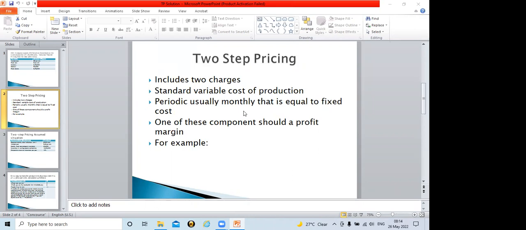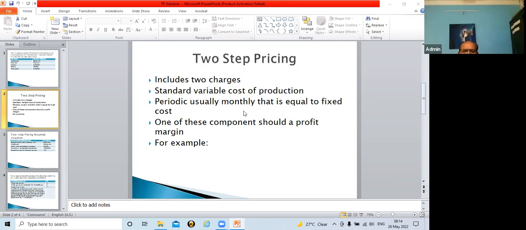Now the standard variable cost covers material cost and labor cost. Material cost and labor cost are covered under standard variable cost. And this variable cost varies according to the level of production. So this is the standard variable cost. And the second cost, as this is two-step pricing, the first charge is standard variable cost. The second one is fixed cost.